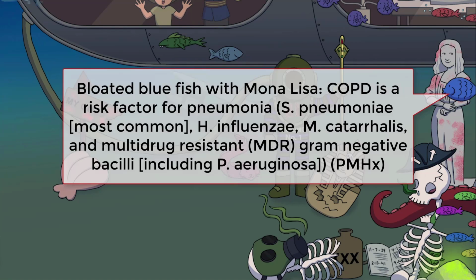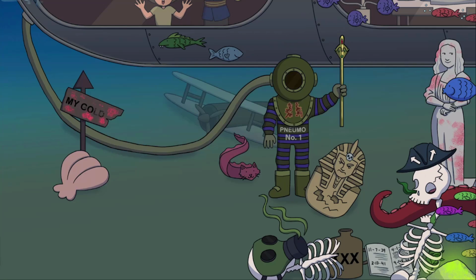All right, let's ask a few pertinent past medical history questions. Assess for a history of COPD, which is a risk factor for pneumonia. Particular bugs include your typical strep pneumo, H. flu, and Moraxella catarrhalis. However, patients with COPD are also at higher risk for multi-drug-resistant gram-negative bacilli, including Pseudomonas. So we've put this big blue bloated fish next to Mona Lisa over here.